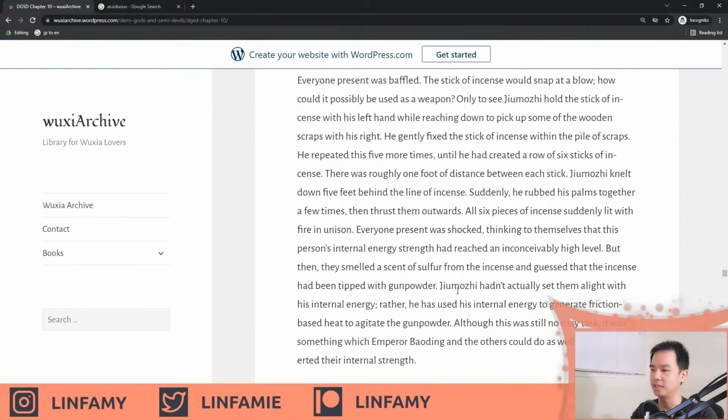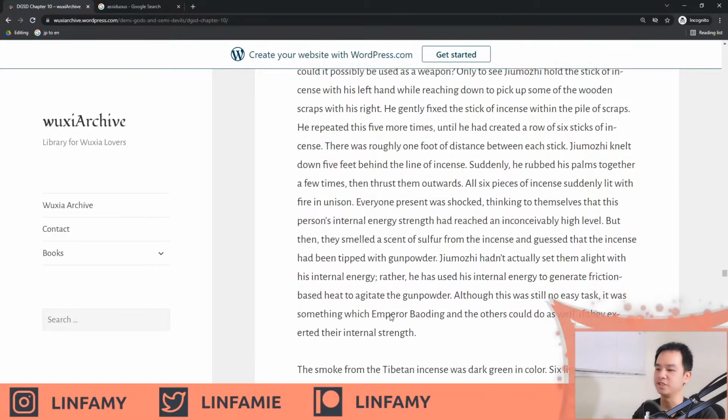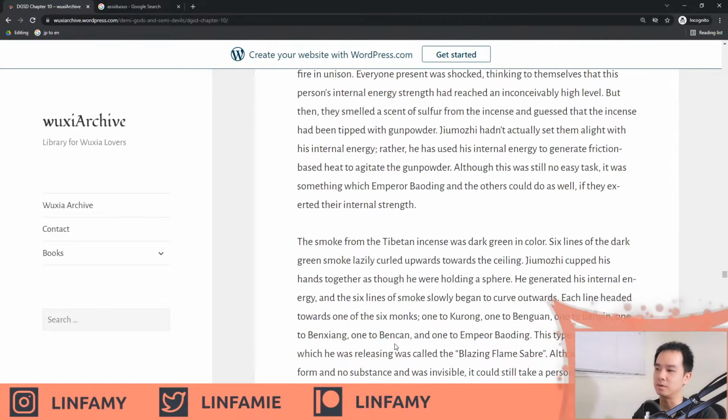Jiumozu hadn't actually set them alight with his internal energy. Rather, he has used his energy to generate friction-based heat to agitate the gunpowder. Although this was still no easy task, it was something which Emperor Baoding and the others could do as well, if they exerted their internal strength. The smoke from the Tibetan incense was dark green in color. 6 lines of the dark green smoke lazily curled upwards towards the ceiling.